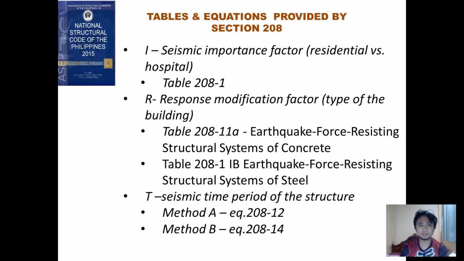The importance factor is contained in table 208-1. R will be found in 208-11A, the earthquake force resisting structural systems of concrete, and another table, 208-11B, for earthquake force resisting structural systems of steel. Again, for the seismic time period of the structure, we have method A, equation 208-12, and method B, equation 208-14. So at least you have a reference on where to find these codes pertaining to earthquake engineering and earthquake criteria, or seismic analysis here in the Philippines, in our country.